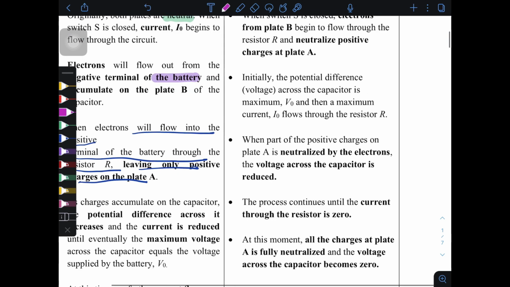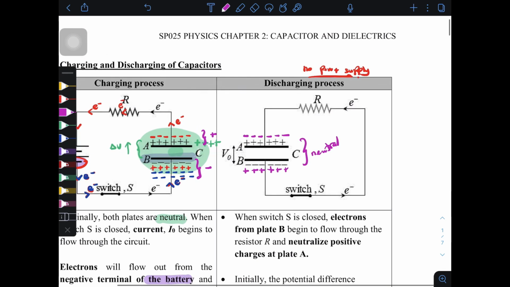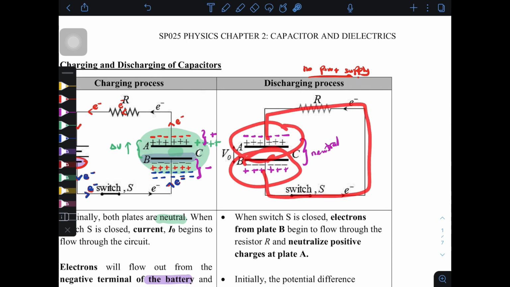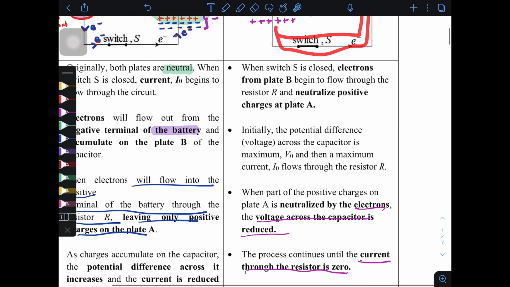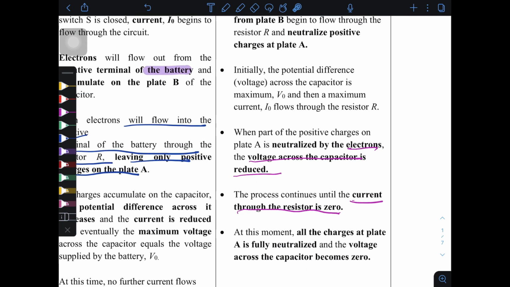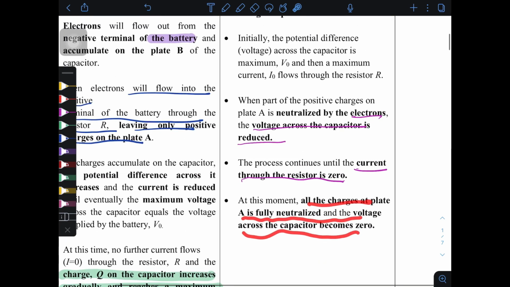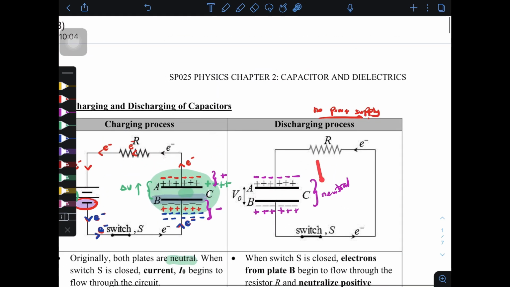Okay. So, bila neutral, voltage across the capacitor is reduced, the process continues until the current through the resistor is 0. So, sampailah ini dah neutral, ini dah neutral. So, elektron dah tak perlu mengalir. Bila elektron tak mengalir, current tak akan flow. Okay. So, sebab elektron dah berhenti mengalir, current pun tak akan mengalir dah. So, bila current tak mengalir, lama-lama current akan jadi kosong. At this moment, all the charges at the plate A is fully neutralized and the voltage across the capacitor becomes 0. Okay. So, dekat sini, daripada V maximum, jadilah V equals to 0.